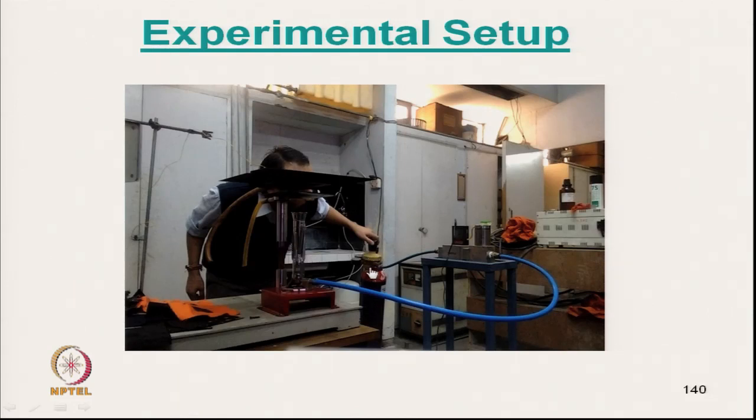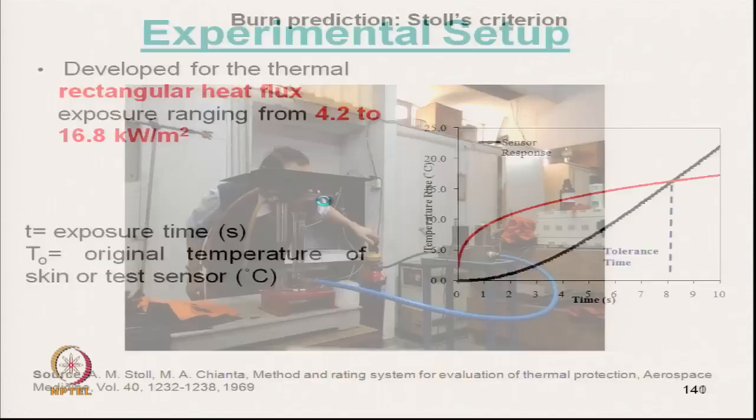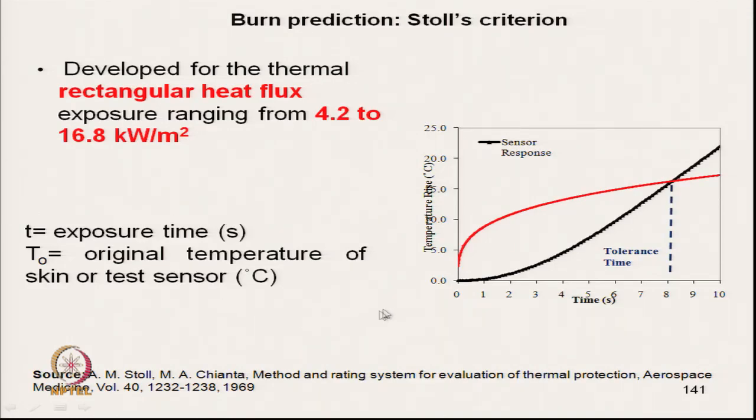Here, propane gas we normally use, with a controller which controls the level of flame, and there is a shutter. After the removal of the shutter, we record the time and the computer records the level of heat exposure, heat transmission and the increase in temperature. And we use the Stolz curve to predict the second degree burn time.